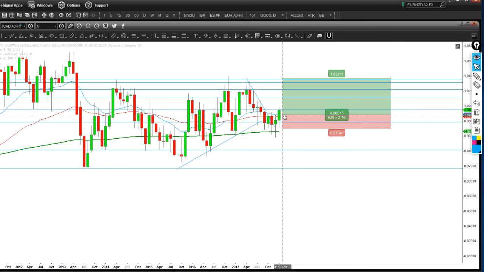We also have positive carry, so even if we're in this position for over the next 2, 3, 4, 5, maybe even 6 months, at least we'll be making positive carry, because the interest rate in Australia is 1.5%, whereas in Canada it's 1%, so we'll be making 0.5% as a positive carry at the end of every night.